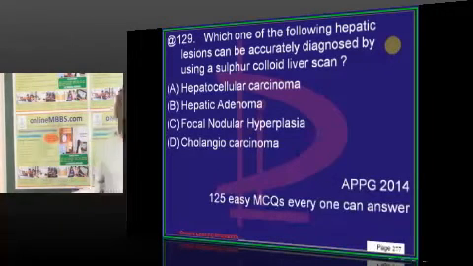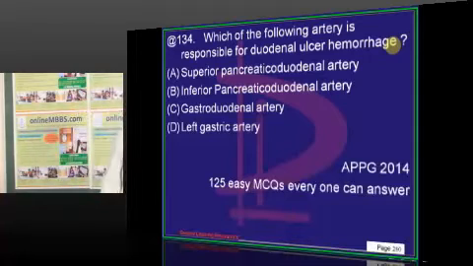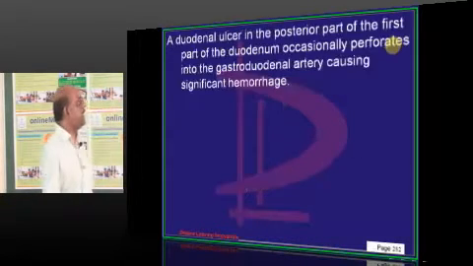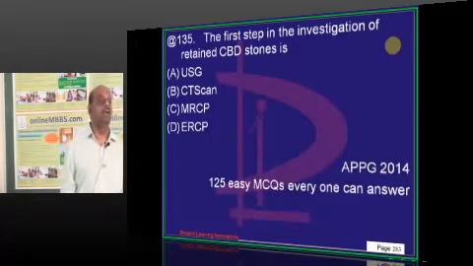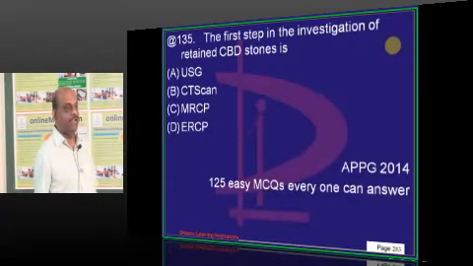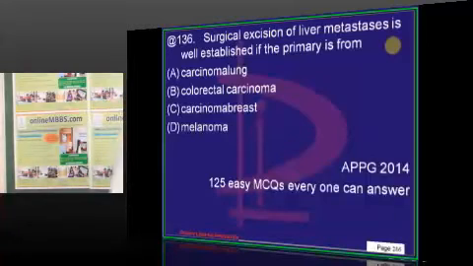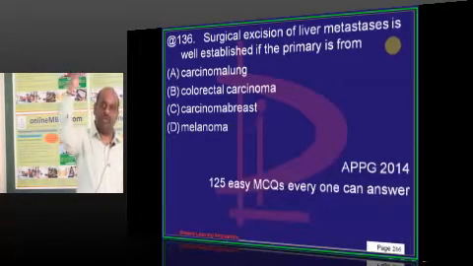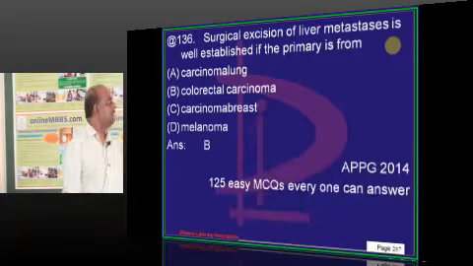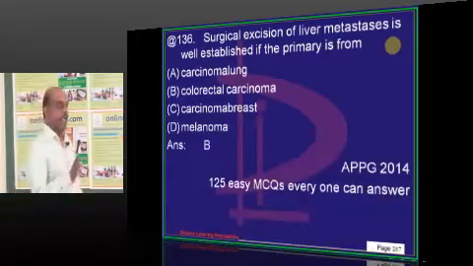Now sulfur colloid scan, focal nodular hyperplasia is a very well known fact. Duodenal ulcer hemorrhage, gastroduodenal artery is also a known fact. CBD stones, retained hypo. Ultrasound should be. The examiner said MRCP, FRCS, ultrasound only, it has to be doctored. Then if it is liver mets, there are very few tumors, solitary liver mets, then remove the mets from the liver. Colorectal cancer is a classical example. Many times we had this question and we had the discussion.